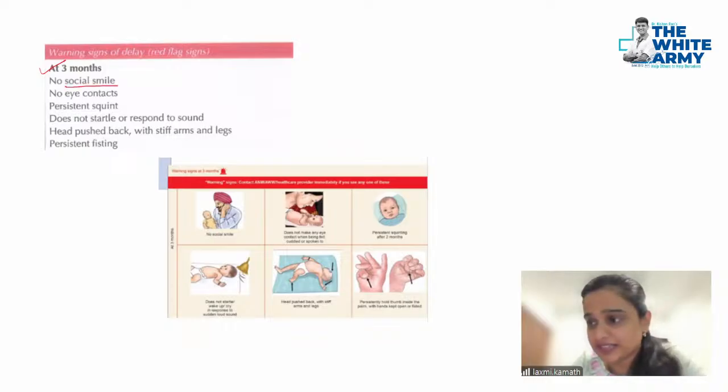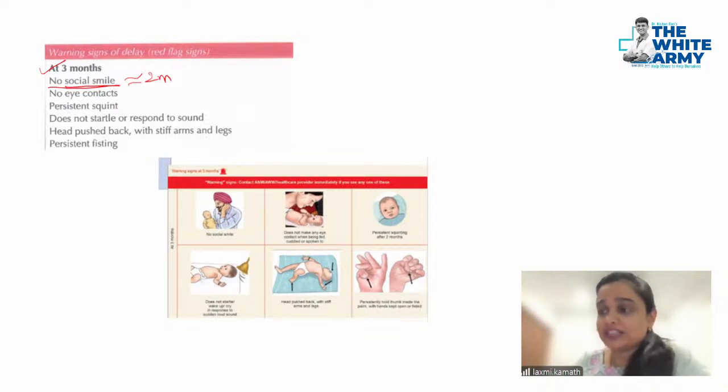The first red flag sign is no social smile, which is generally achieved by 2 months. So if we give plus 1 month, even by 3 months, if the child is not smiling back to the mother, doesn't give any eye contact, and has a visible squint. At birth, sometimes we see squinting, but we do not treat it there. We wait at least 2 months for the squinting to improve on its own, because most of the time it is an apparent squint, not a true squint.